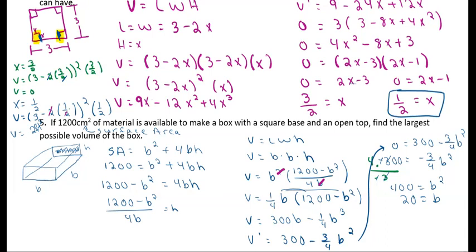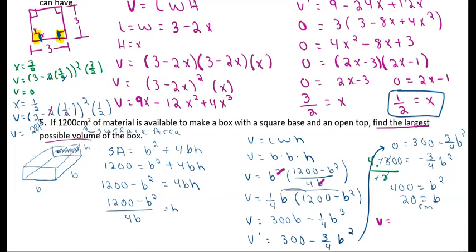But we're not finished yet. We figured out our side is 20 centimeters. But that wasn't what it was asking us. It's asking us to find the largest possible volume. So we need to figure out the volume when we have our B of 20. So we got to put it back in. So volume equals, and we have our volume formula right here. So we can put all this back in.